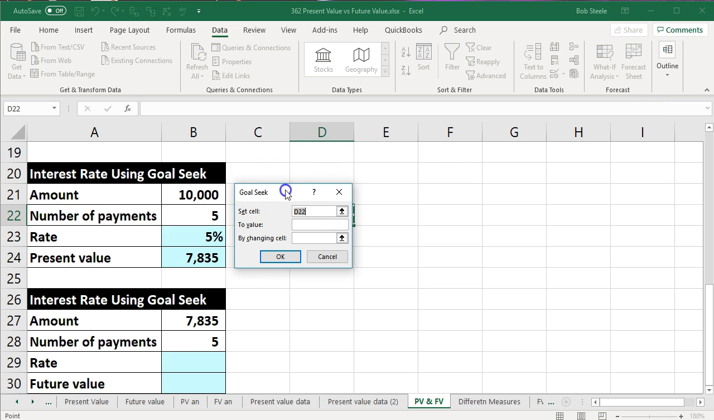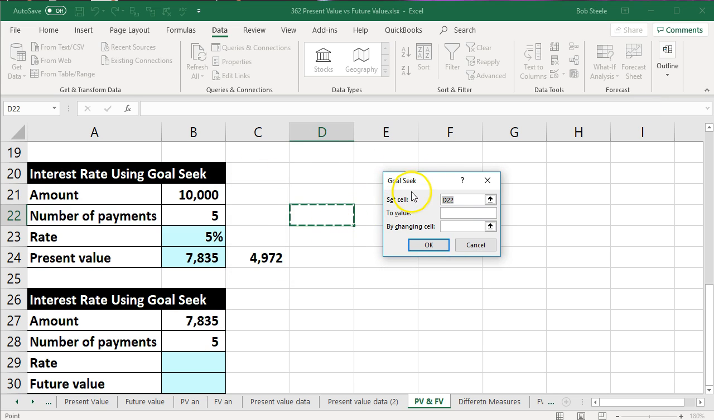Goalseek. Now, we don't have to be on any particular cell here to use Goalseek. We're just going to say, all right, Excel, this is what we would like you to do. We'd like you to set this cell to be what we know it should be. Set it to the value of 4,972. I want you to do that. We'd like you to do that by changing this cell.